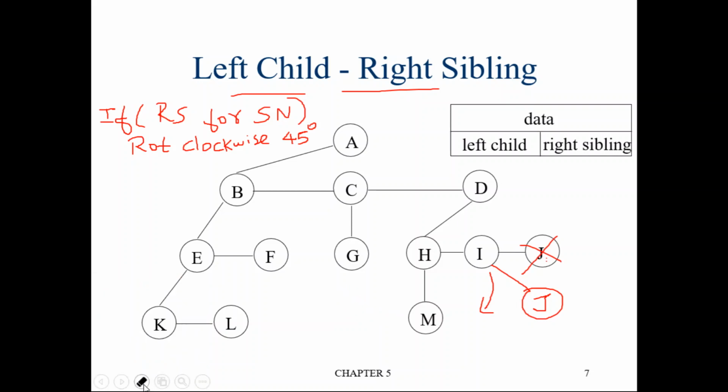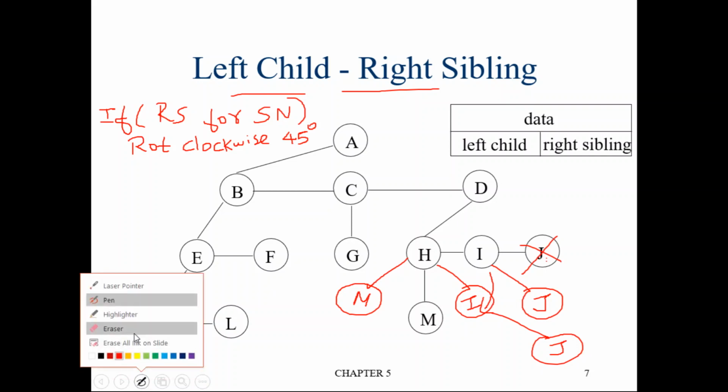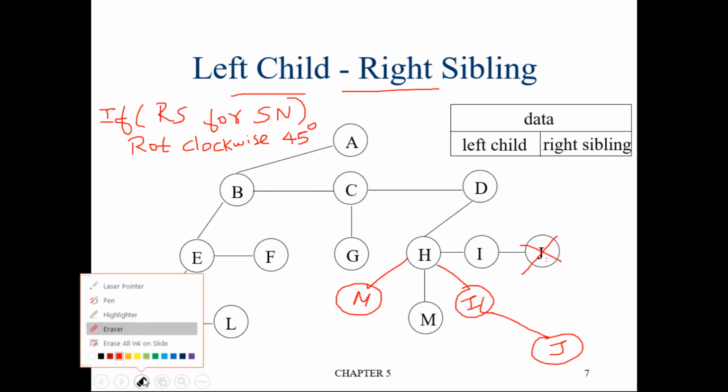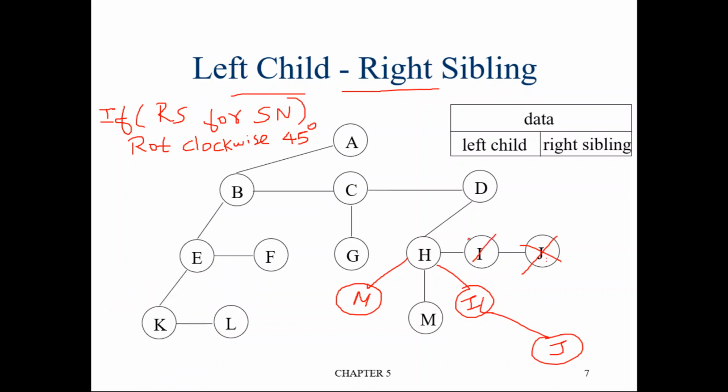So first M will be rotated. So M will come here. Already M is the left child, but still M will come here. M will become the left child of H, and I will come here. I will become the right child of H. And J is already the right child of I. It will get transformed like this, right? So J is not here, and no more I is here. Okay, so this transformation is done.